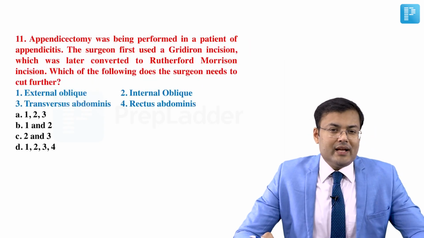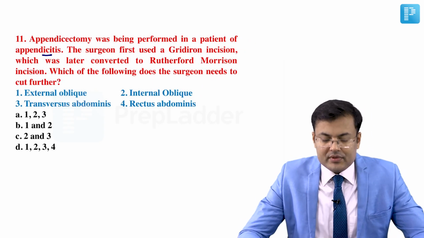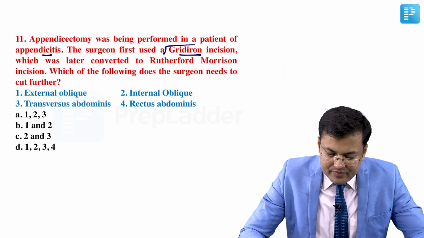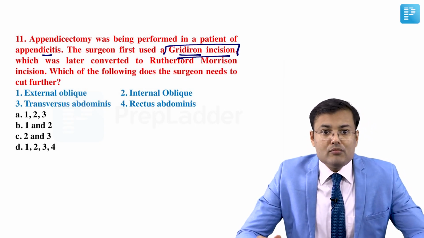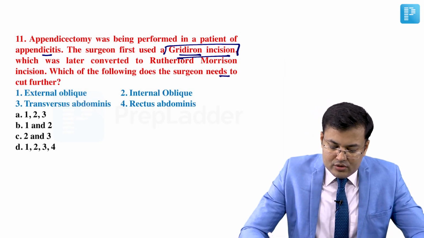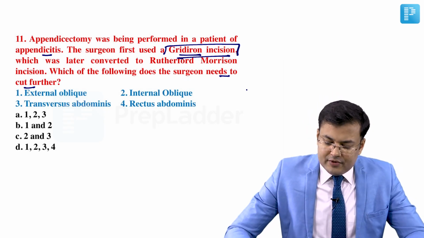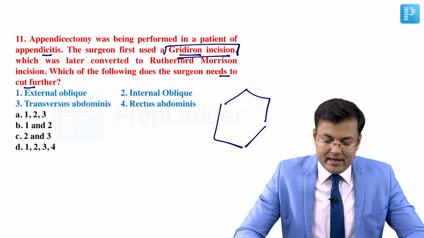Now see question number 11. Appendectomy was performed in a patient of appendicitis. The surgeon first used a gridiron incision, which was later converted to Rutherford Morrison incision. Which of the following does the surgeon need to cut further? Okay, so first see what are the various incisions given in appendicitis for appendectomy.